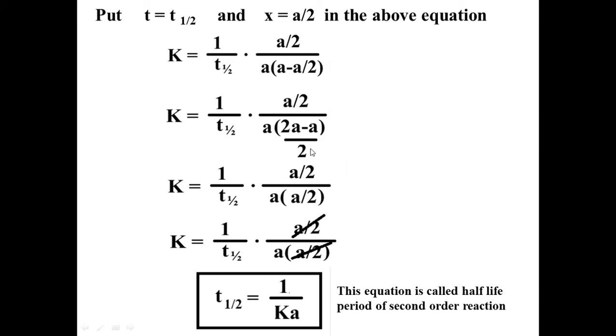Here 2a minus a is a. Then k is equal to 1 by t half into a by 2 divided by a into a by 2. Next, a by 2 is cancelled. Then k is equal to 1 by t half into a. Then t half is written on the left hand side. What happens to the equation? t half is equal to 1 divided by k a. This equation is called the half-life period of a second order reaction.